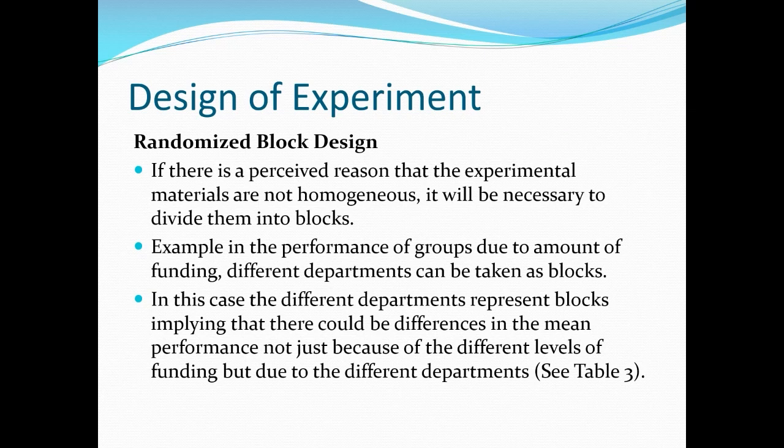Example, in the performance of groups due to amount of funding, different departments can be taken as blocks. In this case, the difference in the different departments represents blocks, implying that there could be differences in the mean performance, not just because of different levels of funding, but due to different departments. So you are looking at significant difference due to funding, and significant differences due to departments, as opposed to just funding for all departments as randomized. Randomized block is about performance, how it differs based on funding and based on departments. So this is a form of design.